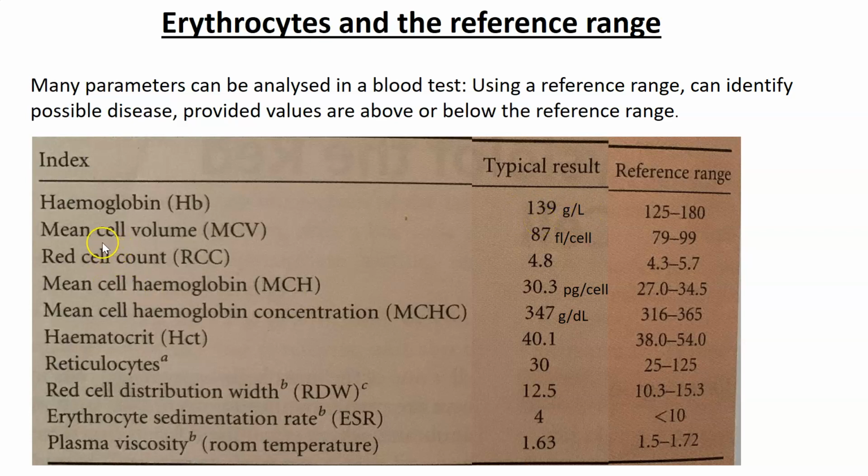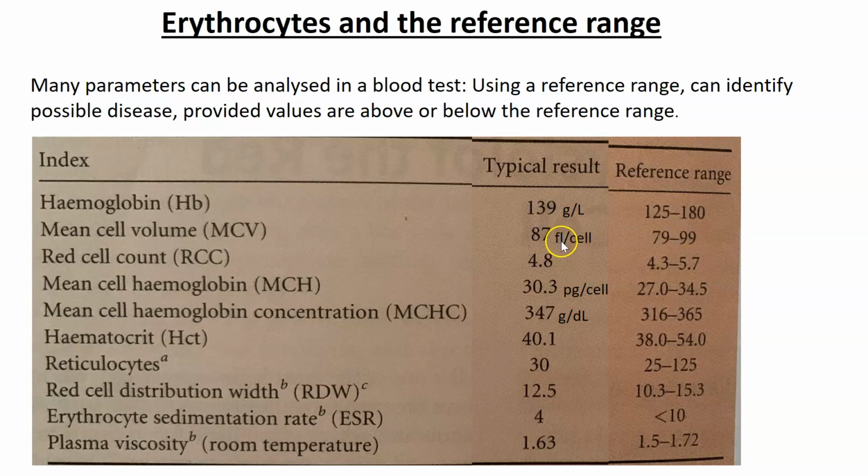Another one is mean cell volume. This is a measure of the actual physical properties of your red blood cells. This is the reference range: the volume of every red blood cell should be between 79 and 99. In this typical result, it's about 87. It falls between that, so everything is normal.